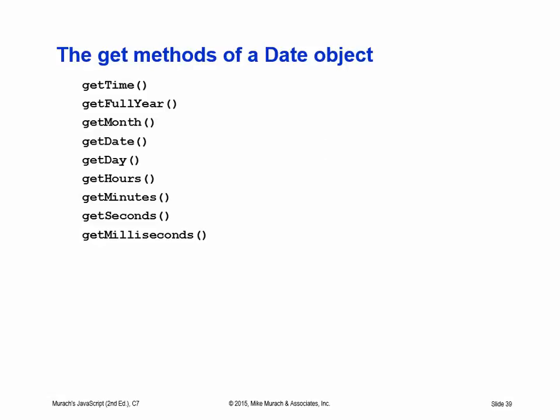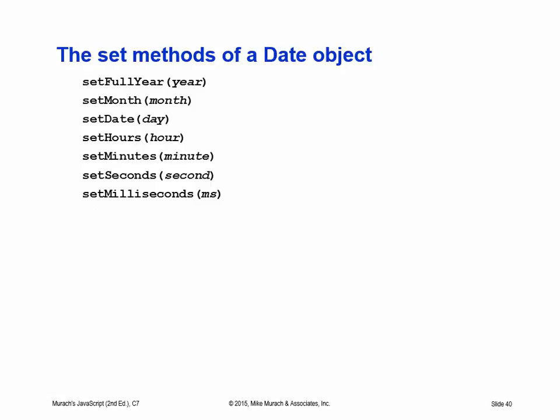If instead of getting values I want to set them, most of the ones in here have an equivalent set routine: set the 4-digit year, set the month, set the day, set the hour, set the minutes, set the seconds, or set the milliseconds. The only one that's not in here for set that I can see is setTime, because that literally comes back as a constant.